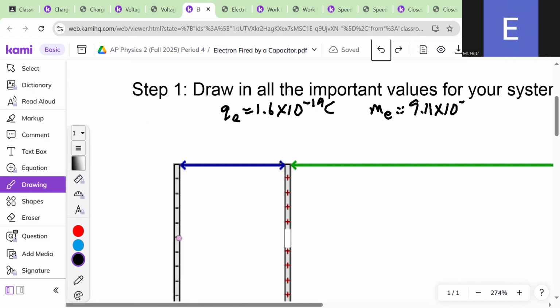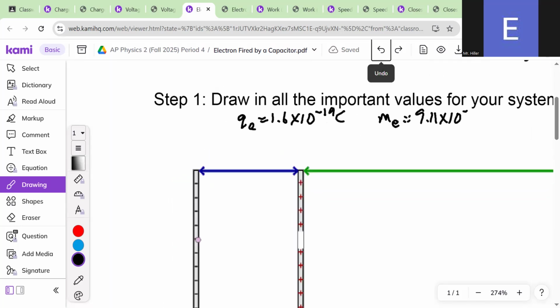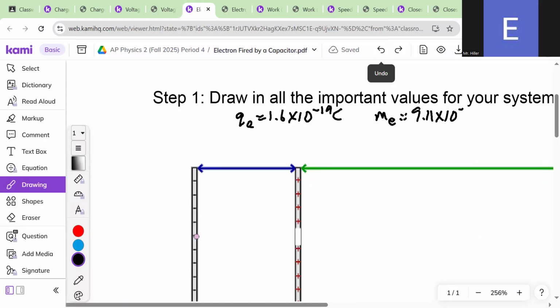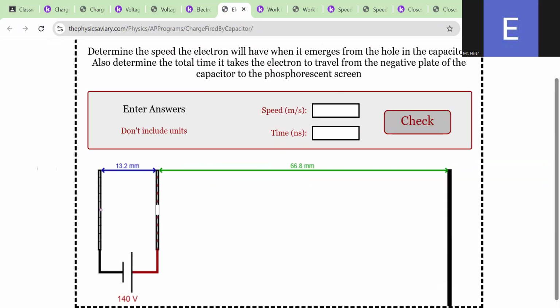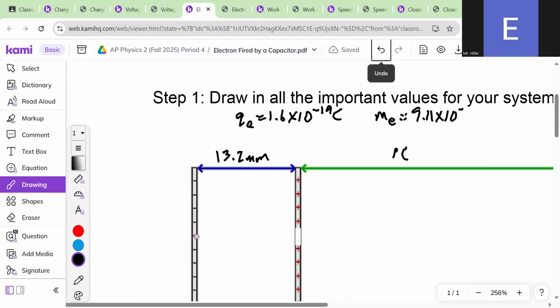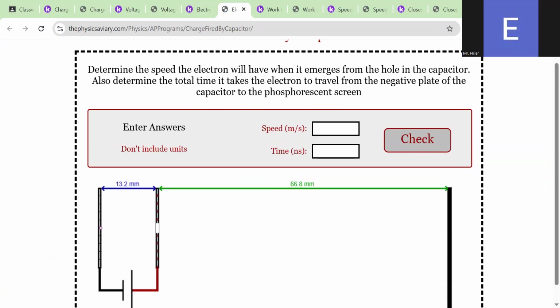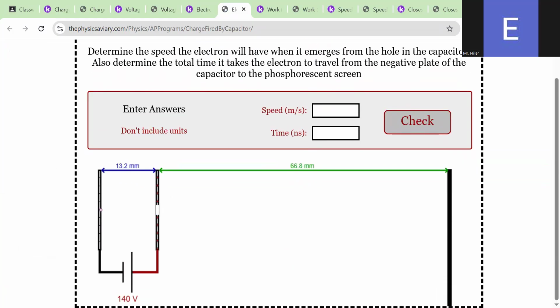Sorry, let me go ahead and fix this. All right, so now see the rest of my values here. Oh, I need to record some distances. So for me, 13.2 millimeters and 66.8 millimeters. Okay, what else do I need to record in here? That would be it. Okay, so how do we find the speed?